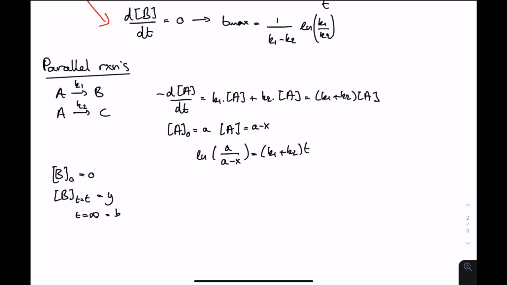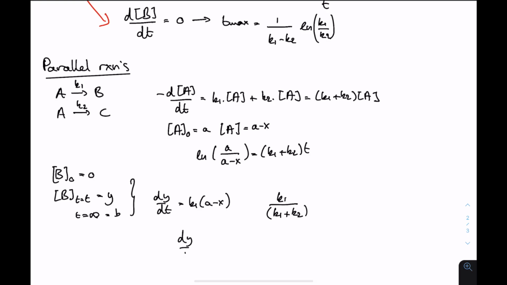Okay, so if we do that, dy/dt is K1 times A minus X. However, B must be equal to A multiplied by K1 over K1 plus K2, since this is the fraction of molecules A that will react by the first reaction to yield B, and the fraction K2 over K1 plus K2 reacts according to reaction 2 to give you product C. Okay, so let's see what that results in.